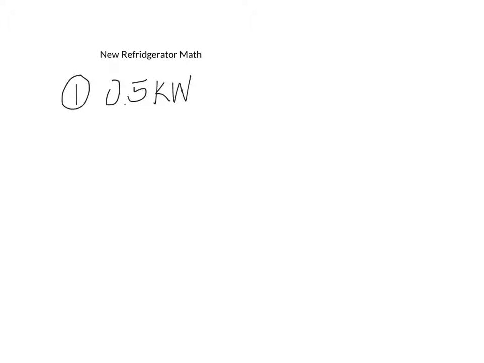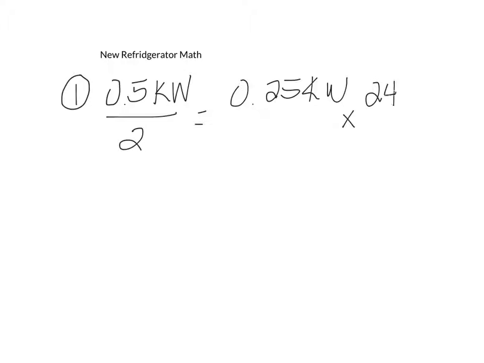And the new one uses half that amount. So we're going to take this number and we're going to divide it by 2 because it's going to use half that amount, and so half of it's saved. And it's asking how much the new refrigerator uses in a month, and it uses half the amount of the old. So this gives us 0.25 kilowatts that are used. And then we need to multiply this by 24 hours per day.